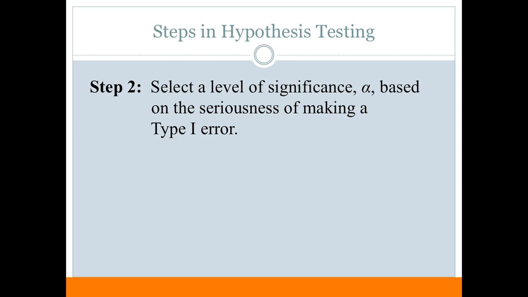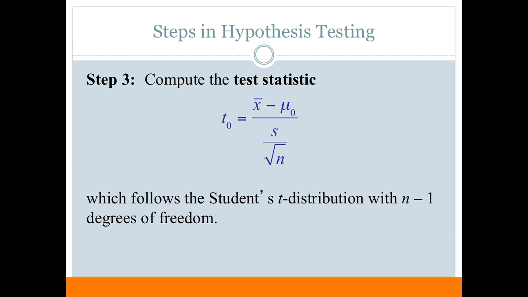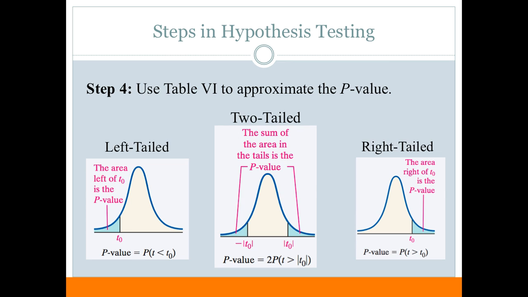The second step is to just select a level of significance alpha based on the seriousness of making a type 1 error. This is the same as it was before. Step 3 is to compute the test statistic, which is not too bad looking at all. Basically, you just take x bar minus mu naught, which is from your null hypothesis, and you divide by s over the square root of n, and that's going to follow students' t-distribution with n minus 1 degrees of freedom. And then we have to use table 6 to approximate the p-value.